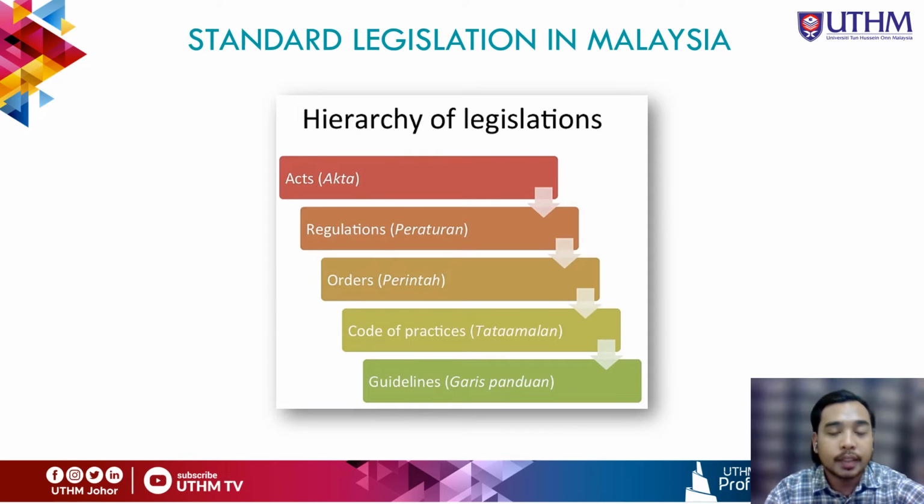The next is standard legislation in Malaysia. This is the hierarchy of legislation in Malaysia, which is acts, regulations, orders, code of practices and guidelines. The Factory and Machinery Act of 1967 and the Occupational Safety and Health Act of 1994 must be followed in Malaysia to protect workers and the public from OSHA events.